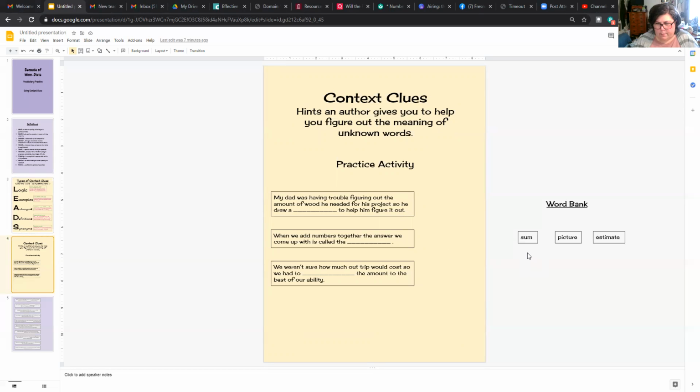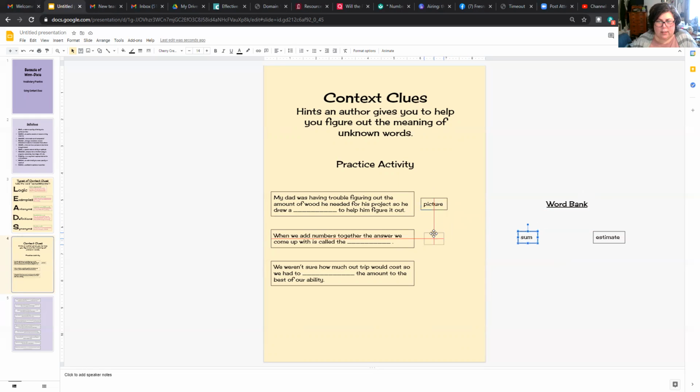Did he draw a sum? Did he draw a picture? Or did he draw an estimate? That's right, he drew a picture. So we just drag and drop that word right there. The next one is, when we add numbers together, the answer we come up with is called the what. What is it when we add numbers together? It's a sum. Yeah, an estimate is when you don't have the exact numbers, but you're guessing. The sum is actually when you add the numbers together.